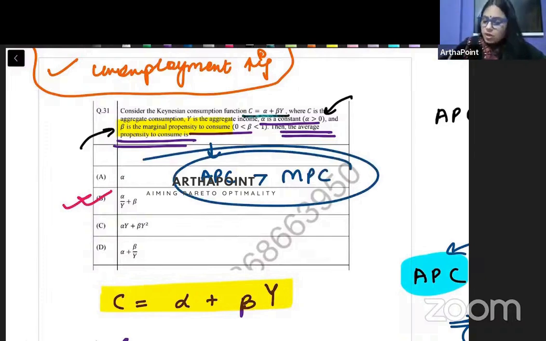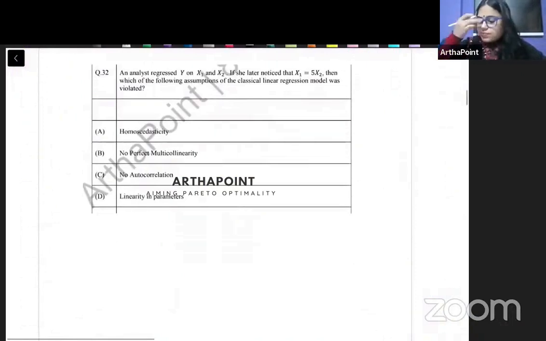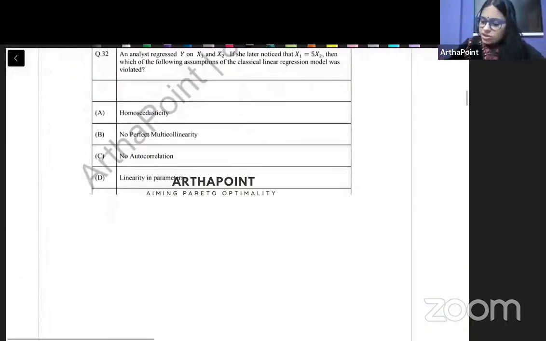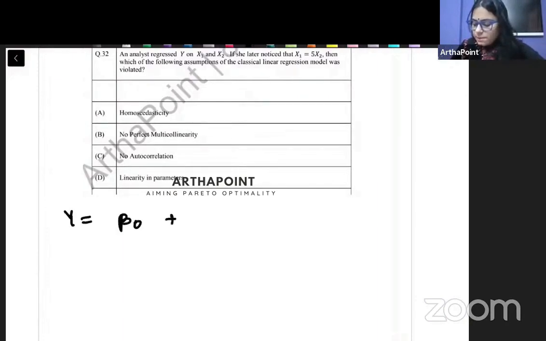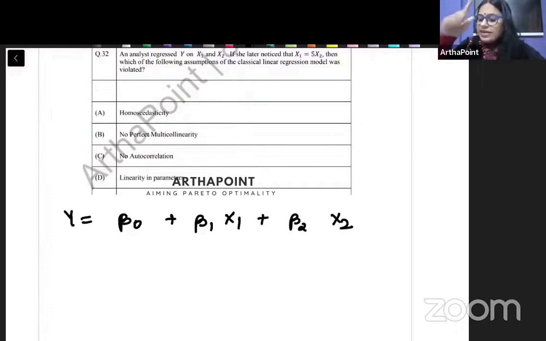Clear हुई बात? Okay बेटा, come to the next question. An analyst regressed y on x1 and x2. कर लेते हैं regression perform. So y is equal to beta naught plus beta 1 x1 plus beta 2 x2. Okay. She later noticed x1 is equal to 5x2. तो क्या notice किया उसने? x1 is 5 times x2.